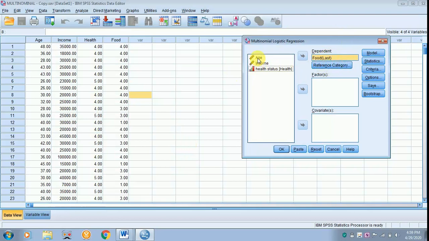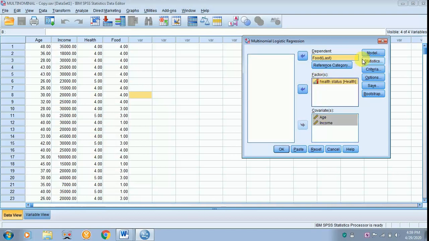Now next variable, age and income are continuous variables. You have to place them in covariates, not in factor. In factor you will be using only ordinal and nominal variables and not continuous variables. Now I am placing the health status, that is the ordinal variable, in the factor.